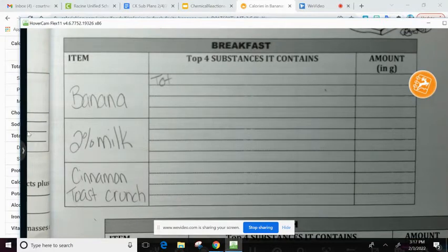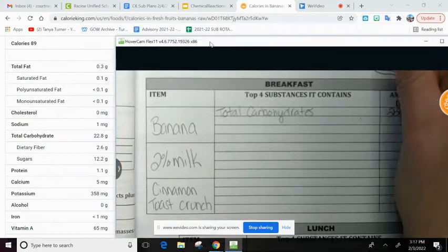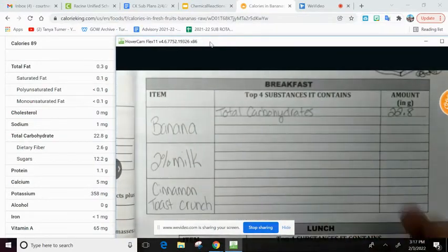So we're writing down our total carbohydrates under the top 4 substances it contains. And then on the side there, it said 22.8 grams, so that's what you want to write, the amount in grams, 22.8. And we want the next biggest whole number. And remember, we want it to say grams, not milligrams.